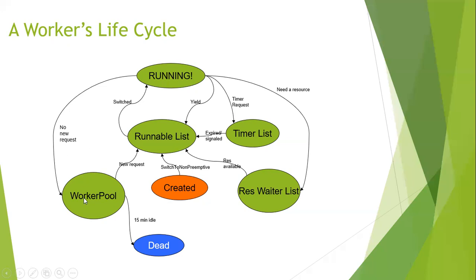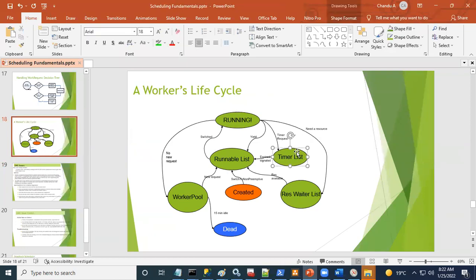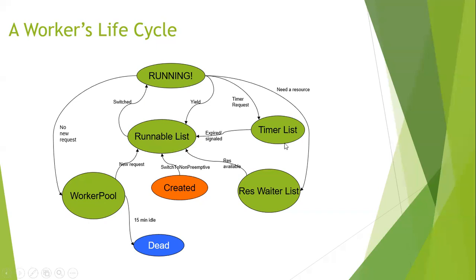If there is no new request, the thread will be placed in the worker pool so that it will be available for new tasks to be executed. If a new task comes in, it should be available again on the runnable queue. The runnable queue is central, from where everything goes here and there, right? If the thread is currently running and doesn't require any resources, or doesn't need to be placed in any other queue, it will be placed in the runnable queue. If the thread is not waiting for any resources, it will go to the end of the runnable queue, that is the tail of the runnable queue, right?